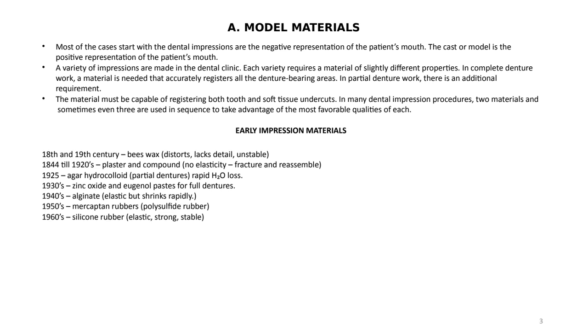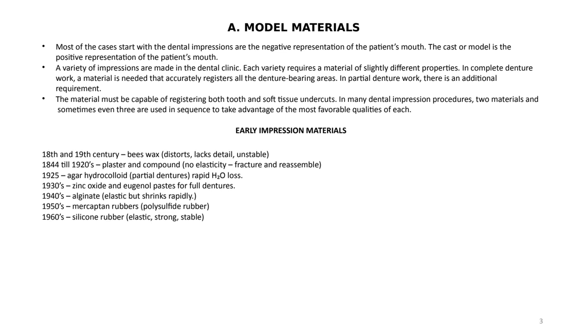In 1930, zinc oxide and eugenol paste started being used for full dentures, and they're more accurate, and they last a little longer. So the setting time is a little bit longer, allowing the dentist to take a more accurate impression. 1940, the alginate material came out, and again, because it's a material that likes water, once the water evaporates from that material, it shrinks and is not accurate anymore.